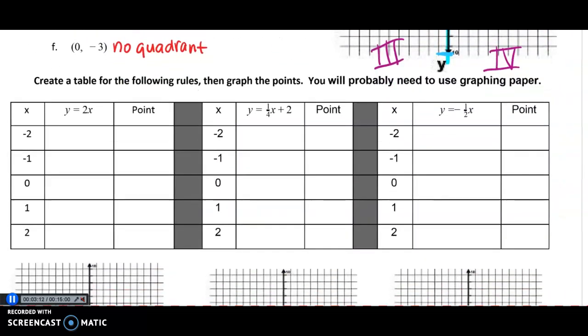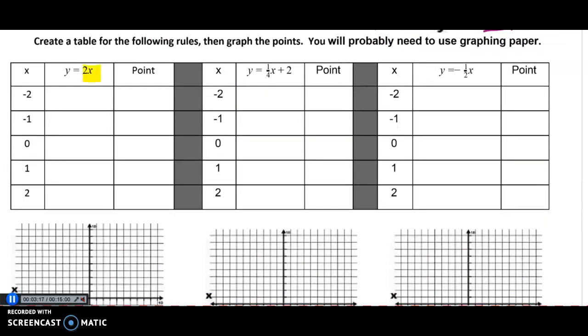The next thing we want to do is be able to graph from a table. So if I give you a rule such as y equals 2x, then I want you to be able to find the points and then plot them. It's fairly easy to do this by plugging in your x value for x. So we'll do 2 times negative 2, which gives us negative 4. So then my point is negative 2, negative 4.